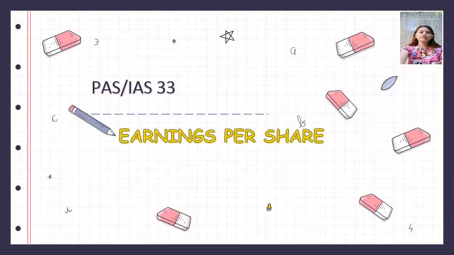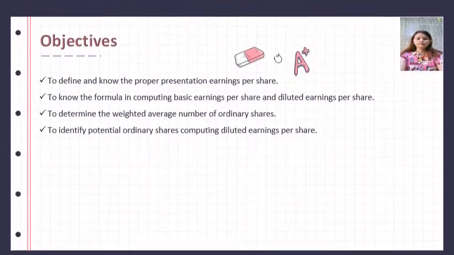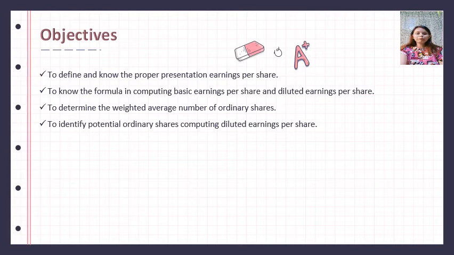Good afternoon, everyone. Today, I and Warren will discuss to you PAS 33, which is the earnings per share. The objective of this topic or chapter is to define and know the proper presentation of earnings per share, to know the formula in computing basic earnings per share and diluted earnings per share, to determine the weighted average number of ordinary shares, and lastly, to identify potential ordinary shares in computing diluted earnings per share.